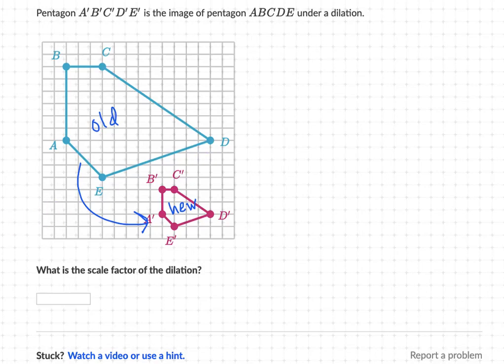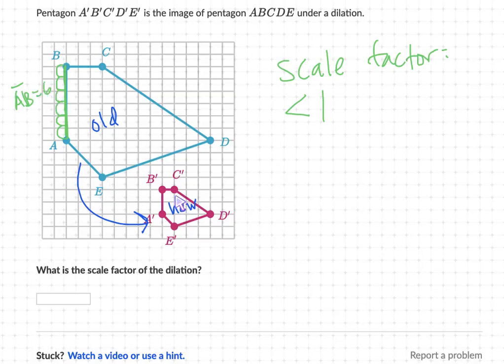Okay. Well, we know that the scale factor is going to tell us how it became bigger or smaller. This became smaller, so it's going to be a number less than 1. Okay? And one way that we can figure that out is we can just count one of these straight lines. 1, 2, 3, 4, 5, 6. AB used to equal 6. Now AB equals 2. Okay? So how much smaller did it get? It went from 6 to 2.